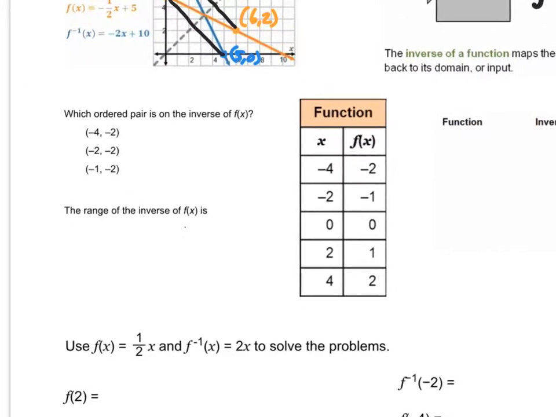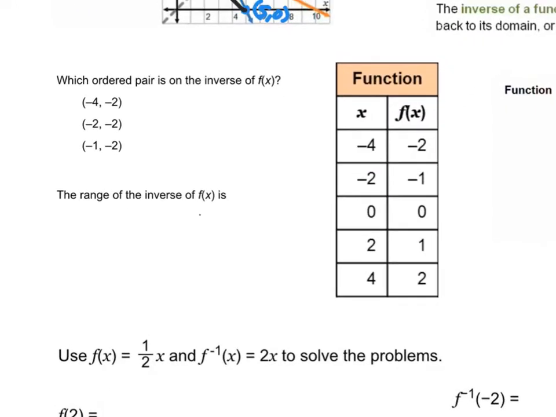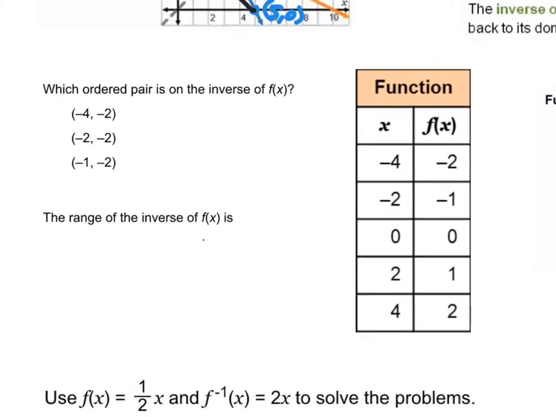So here's what we have. Let's take a look at this first question. We have this function here, and these are our x values and our y values. It says which ordered pair is on the inverse? Inverse means we switch our x's and y's. The point I'm trying to make is that we may have this point of -4, -2 on our function. We don't have the point -2, -2, but what I do have is this -1, -2.